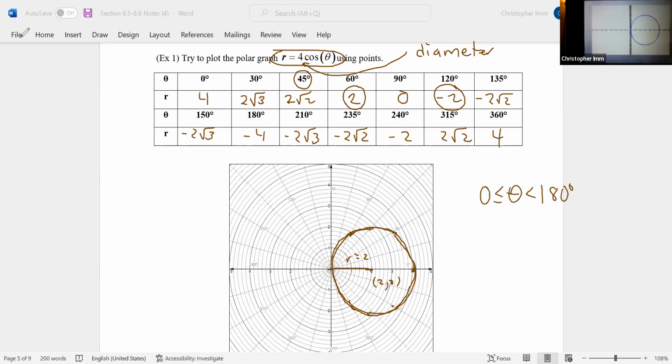How do you think I could get it on the other side of the y-axis, or the non-polar axis, I guess? Anybody have an idea how I could get it on the other side? Go ahead. What should I do?